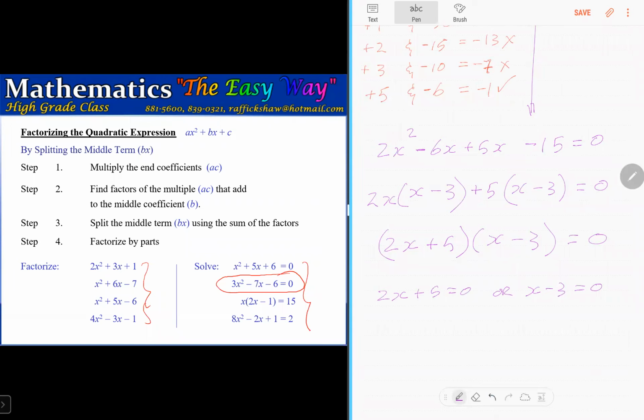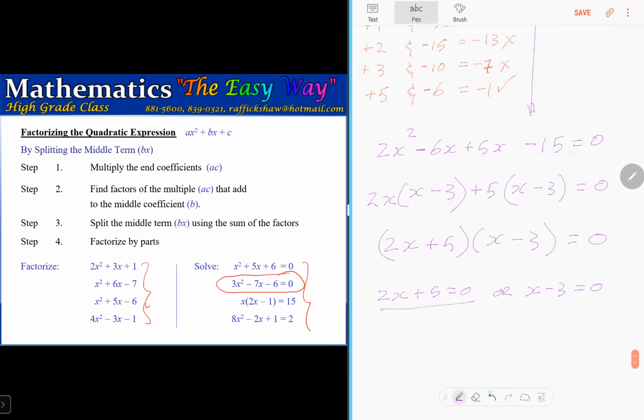Right? One of those two must equal 0. If this multiplied by this equals 0, then either this part equals 0 or this part equals 0. That is the concept. One of the two must equal 0. And then you solve them.